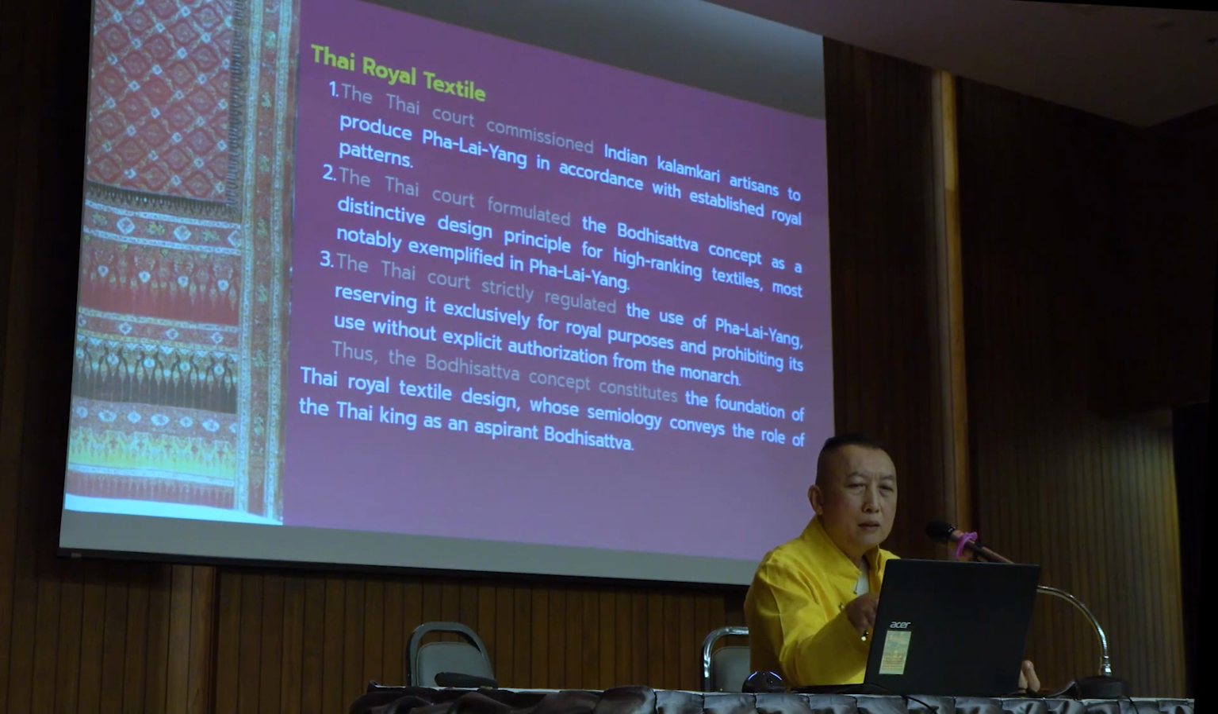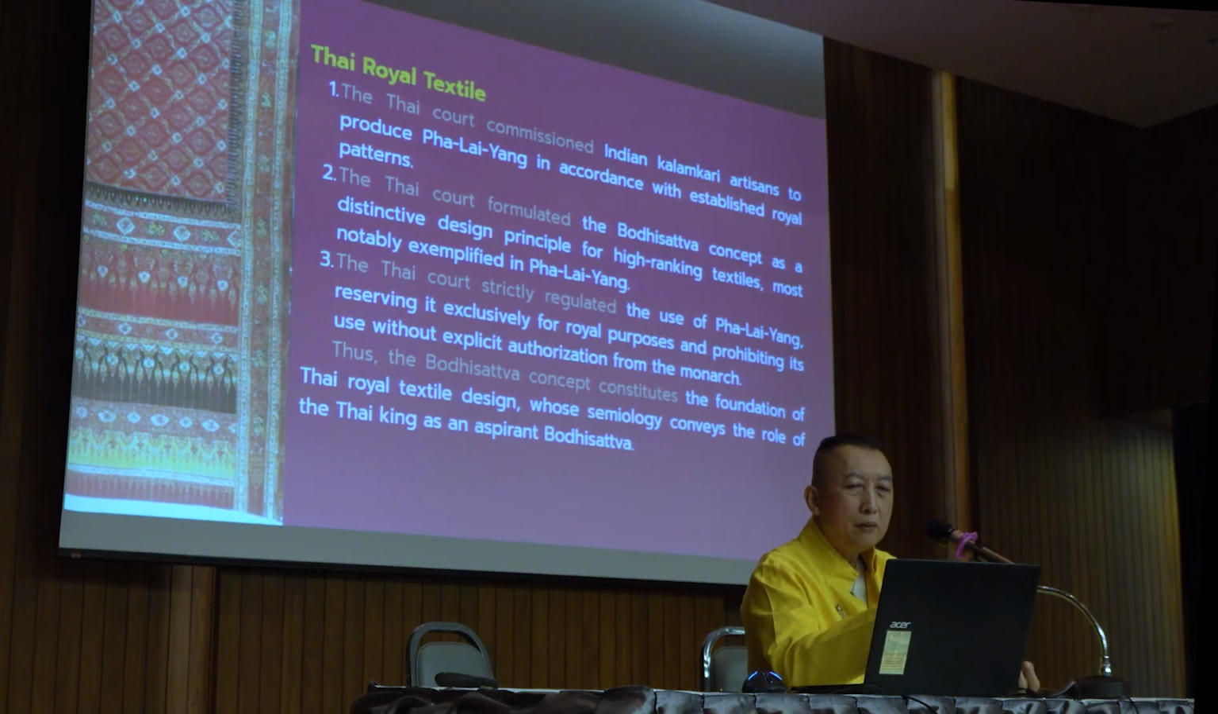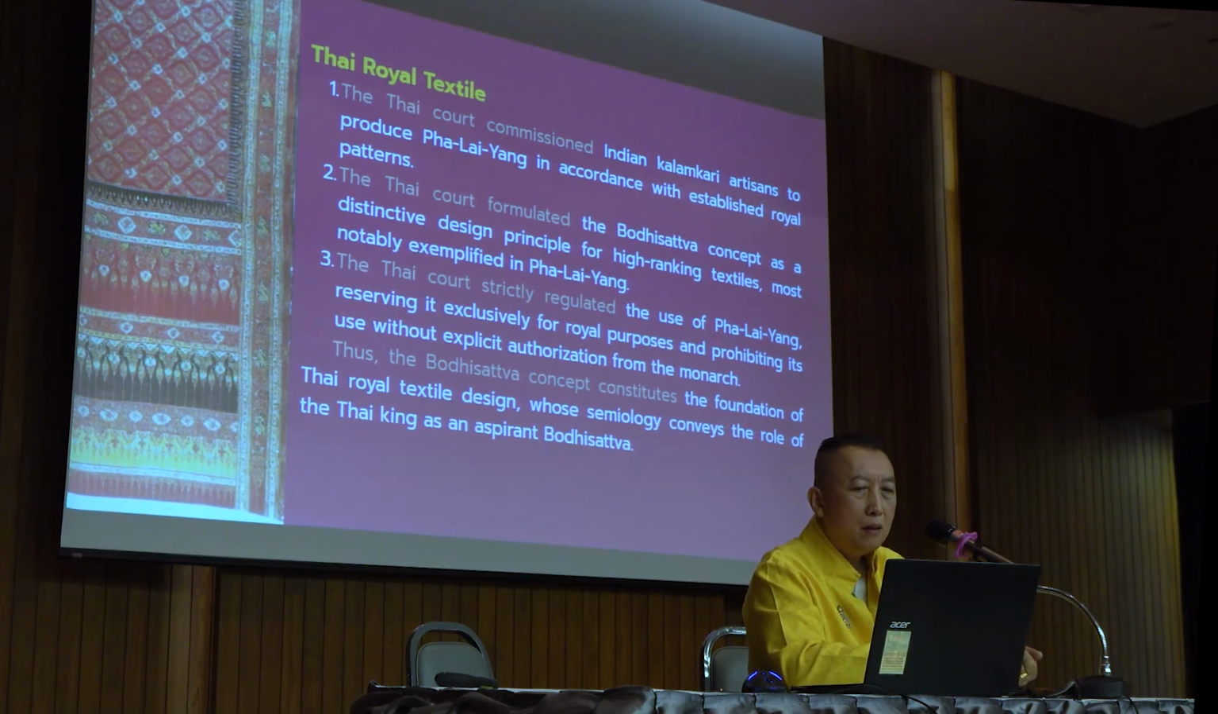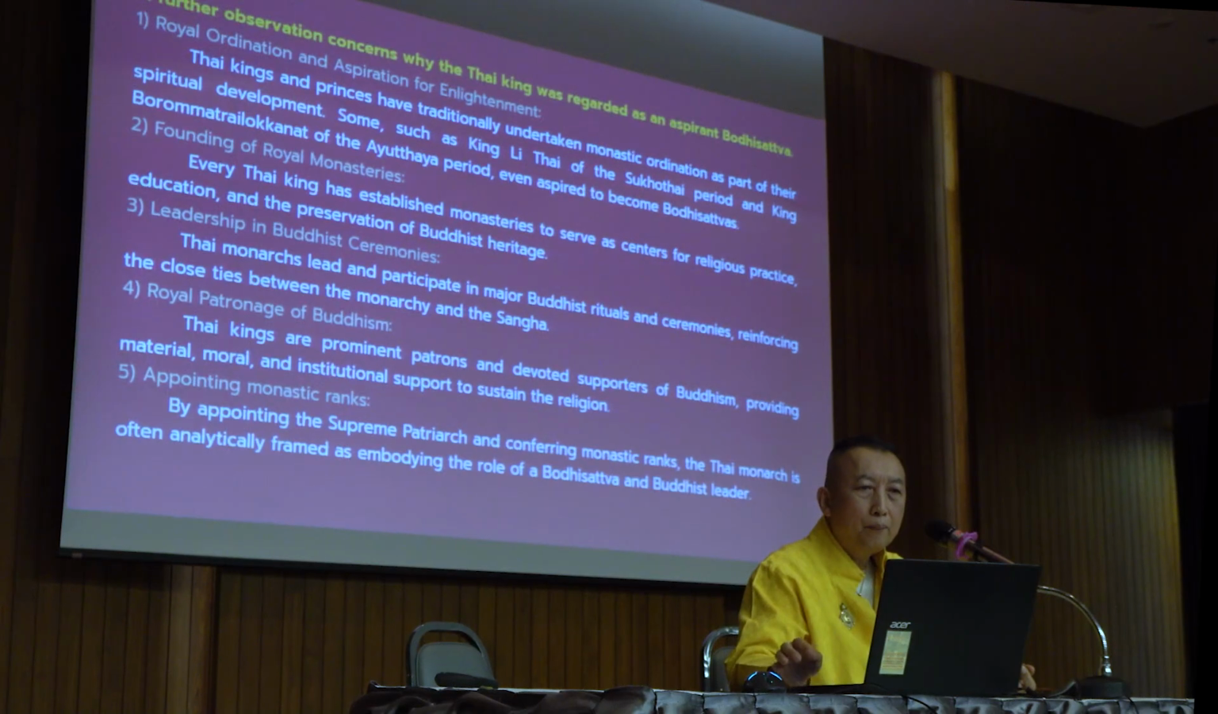Third, the Thai court strictly controlled the use of the Pha Yang, or Siam cloth. It is just for the royal family and the high nobles that the king offered it to, and they cannot use it without permission. So this Bodhisattva concept constitutes the foundation of Thai royal textile design, whose symbology conveys the role of the Thai king as an aspirant Bodhisattva.